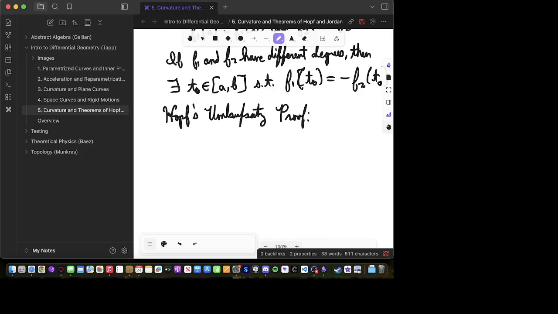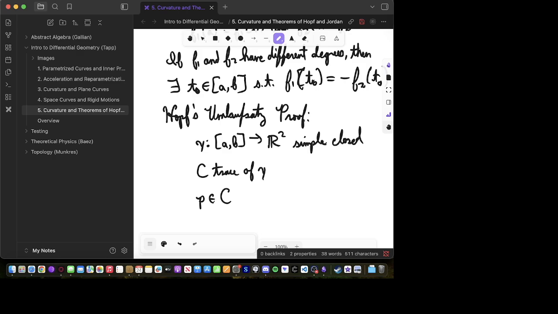Okay, so remember we have a curve that is simple and closed, and C is the trace of gamma. Suppose that we have a point P on the curve such that the trace is on one side of the tangent line to C at P.